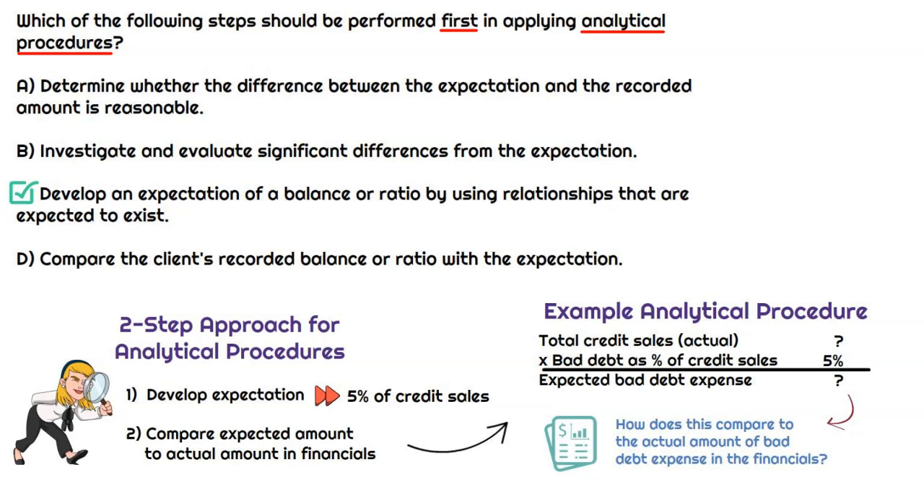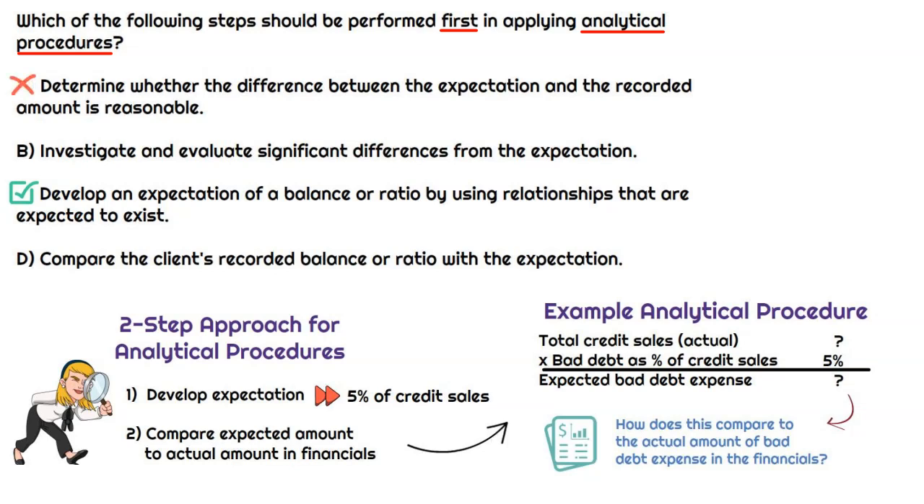Now for these other options, they are something we would be performing with an analytical procedure, but not until we develop that expectation. So where it says determine whether the difference between the expectation and the recorded amount is reasonable, well, yes, we certainly would perform that. We just talked about that, but that only comes after we develop an expectation. Right? So that option is incorrect.